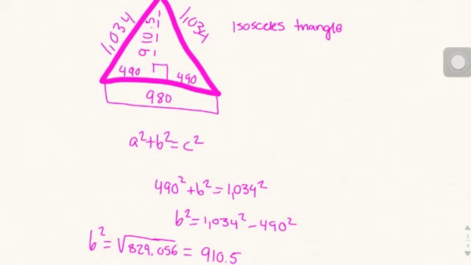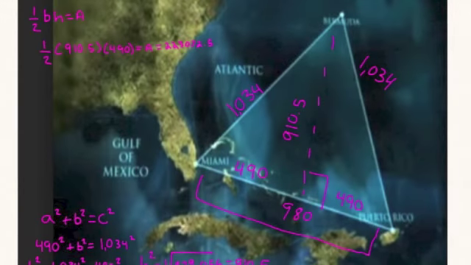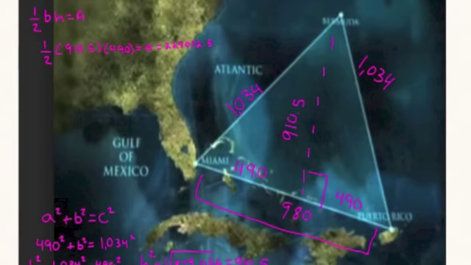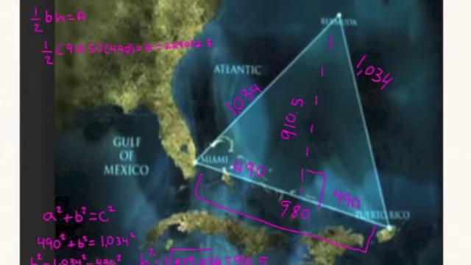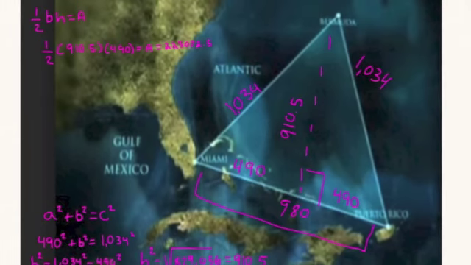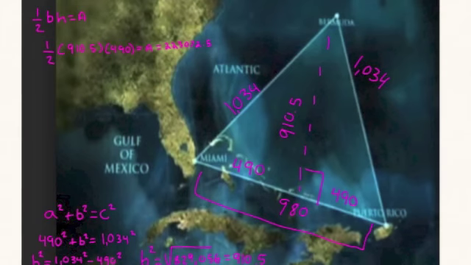Use the Pythagorean theorem to find the height of the triangle. Use the Pythagorean theorem a squared plus b squared equals c squared. Put 490 in for a, plus b squared, which equals 1,034 squared. B squared equals 1,034 squared minus 490 squared. Take the square root of 829,056, which equals 910.5. To find the area of the Bermuda Triangle, use the formula 1/2 base times height.